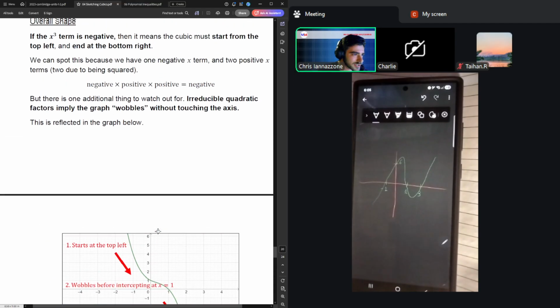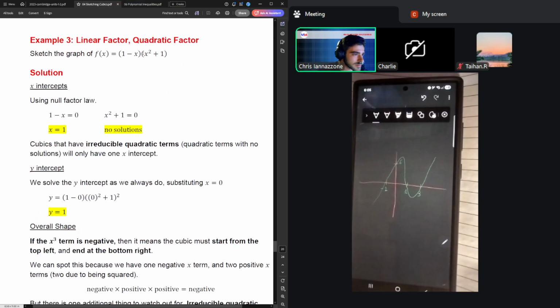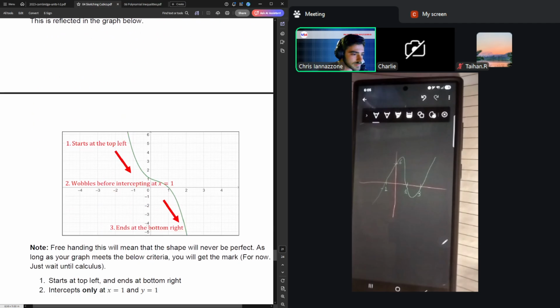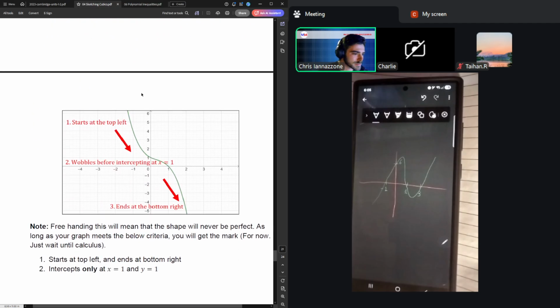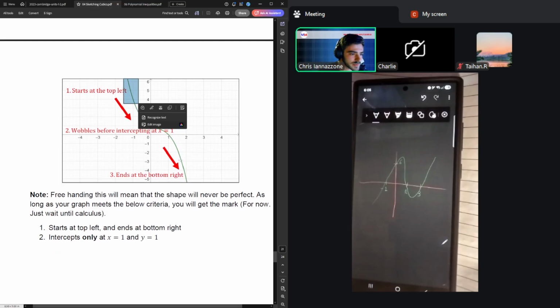It's the worst case scenario, pretty much never shows up because of that in a tech free. Tech active, obviously you just graph it on the CAS, so you're fine. But just worth pointing out, just in case a book or otherwise gets it. So I'll reiterate, as long as you're hitting the things that are guaranteed, cutting through the x and y that you found, starting top left, ending bottom right, everything else is even more up to interpretation in the middle.